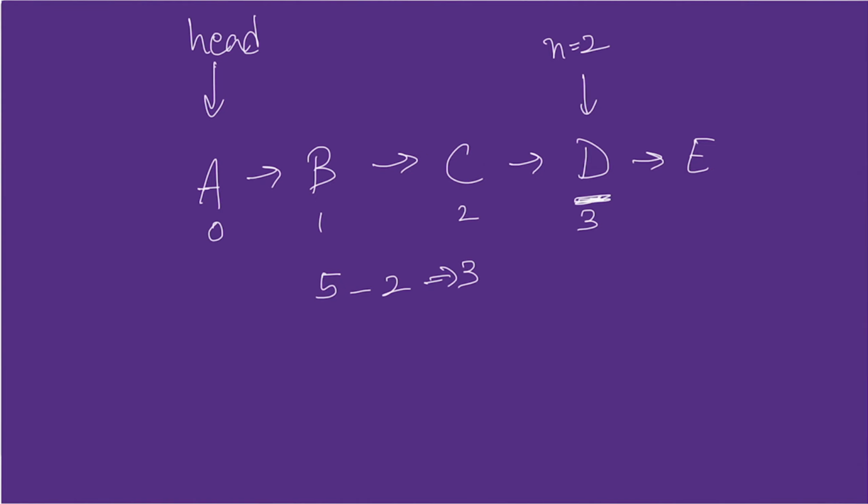But if you don't want to use 0 base indexing, all you have to do is add a +1 to it, and then you can have 1 base indexing. So let's see how we can determine the size of the linked list.